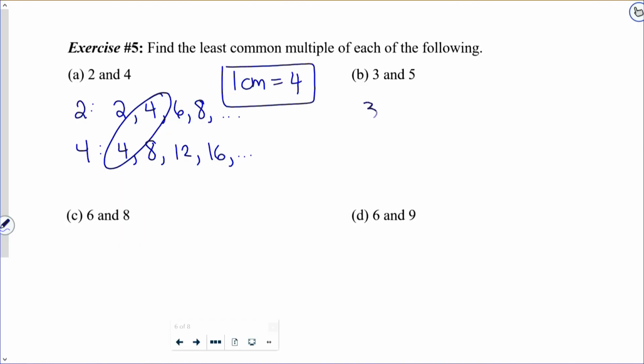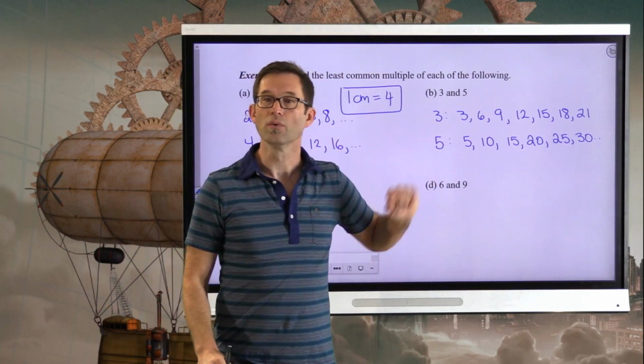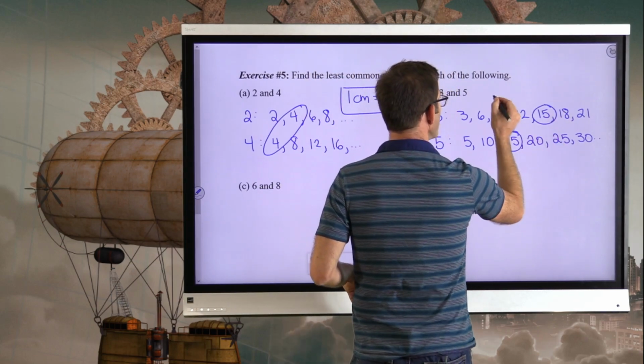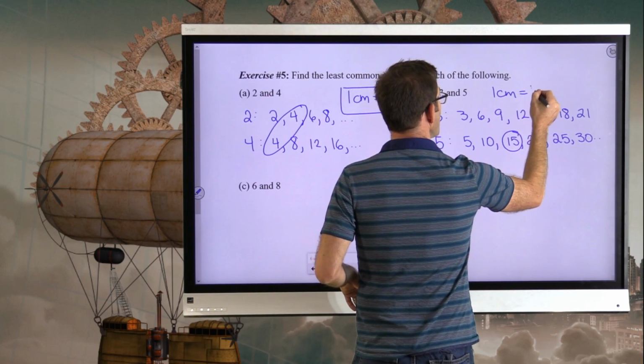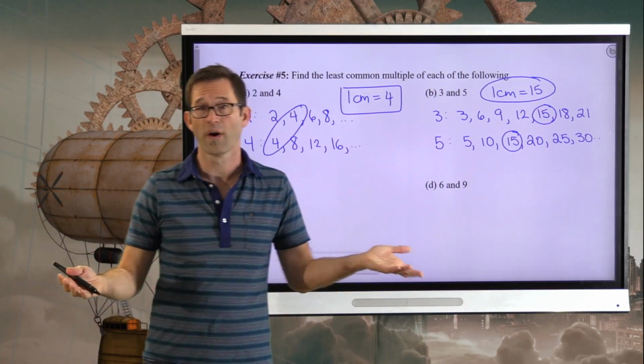Right, so multiples of 3: 3, 6, 9, 12, 15, 18, 21. Multiples of 5: 5, 10, 15, 20, 25, 30. So when we look at these two lists, what we notice is that the least common multiple of the two is equal to 15. Now you might notice that 15 is actually the product of 3 and 5. 3 times 5 is 15.